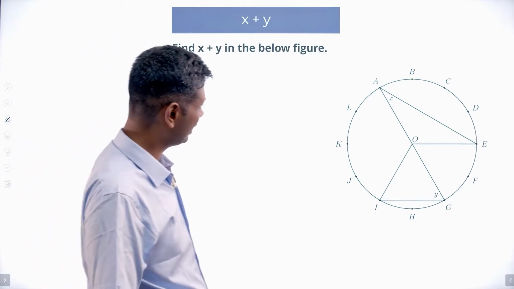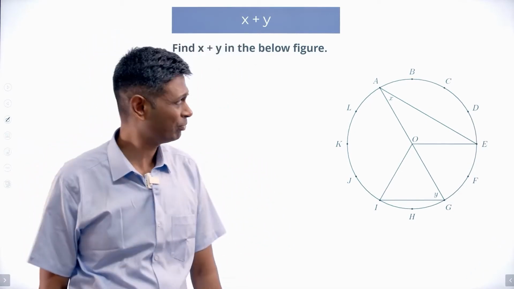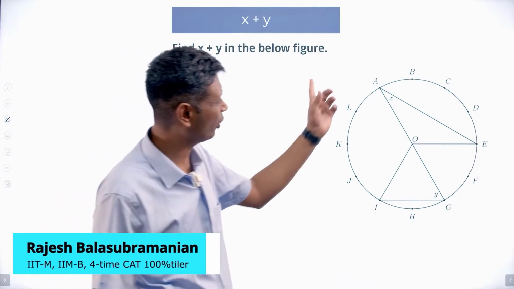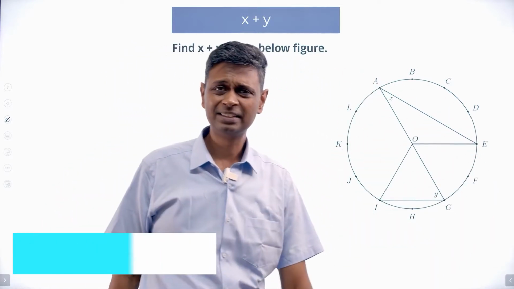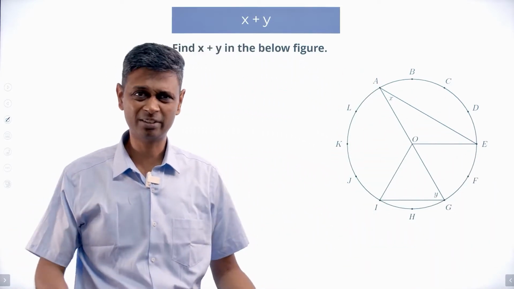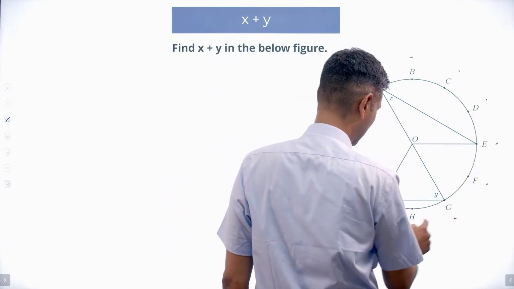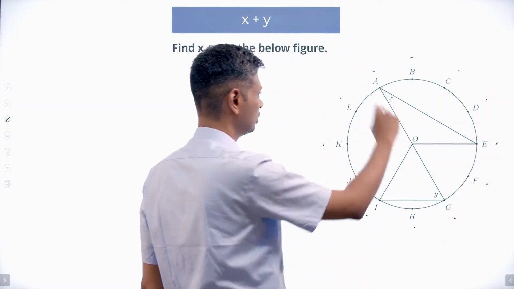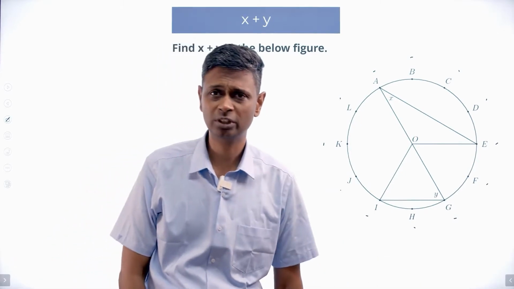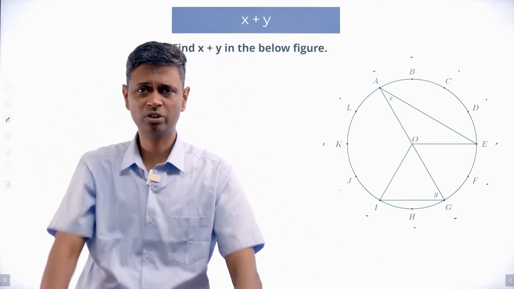Find x plus y in the given figure? Wonderful question. First of all, there are several points. It is clear that these points are equally spaced. So, 1, 2, 3, 4, 5, 6, 7, 8, 9, 10, 11, 12. There are 12 points kept around a circle.